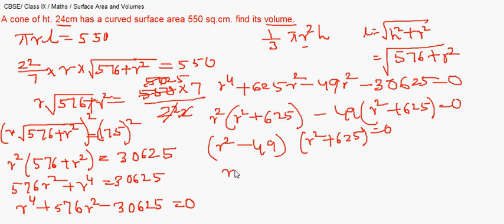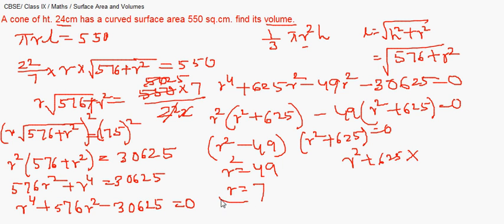So one r square is 49, wherein we are getting r as 7. The other one, r square plus 625, we won't take because that's giving us a negative value.